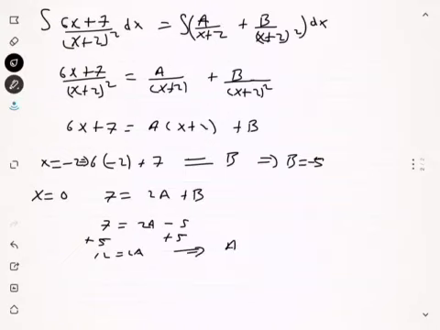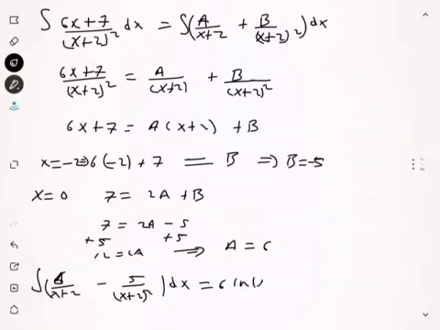so a equals 6, and therefore we get the integral of 6 divided by x plus 2, minus 5 divided by x plus 2 squared, dx, and this will be equal to 6 times the natural log of x plus 2 plus 5 times x plus 2 raised to the minus 1 plus c. This is when you integrate both parts.